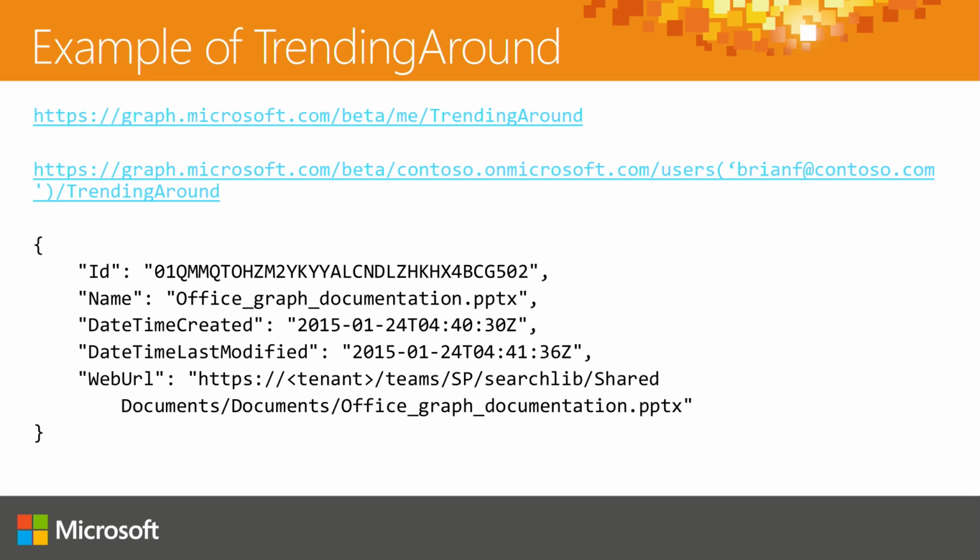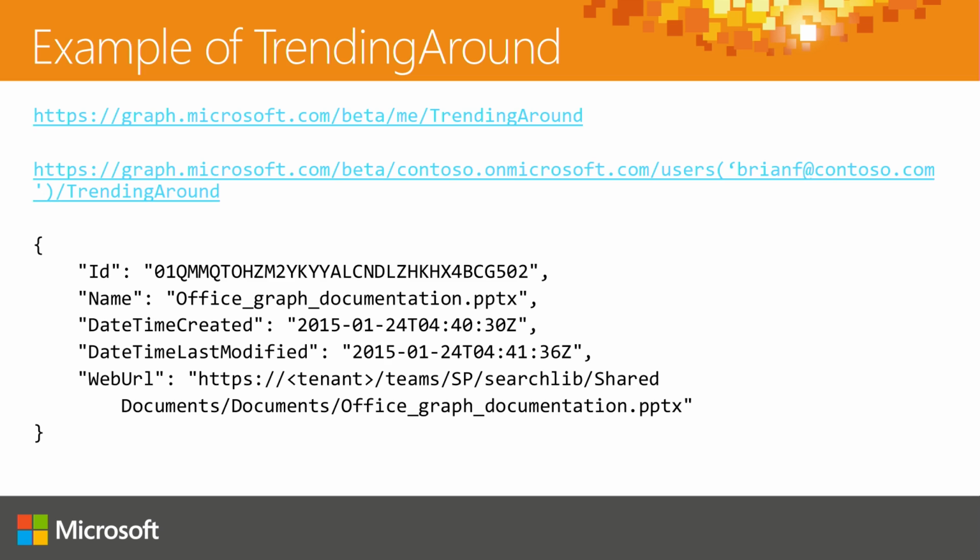currently authenticated user. Right, so all of these APIs require authentication, and this is how we can still enforce that same level of security through the APIs that you see in Delve, in that if a person doesn't have access to content, it won't be returned to them, not through the API and not through Delve. The other option is I've got the ability to say a specific user. So in this case, I say /tenant name, so contoso.onmicrosoft.com, /users, and then an email address, and then trending around.